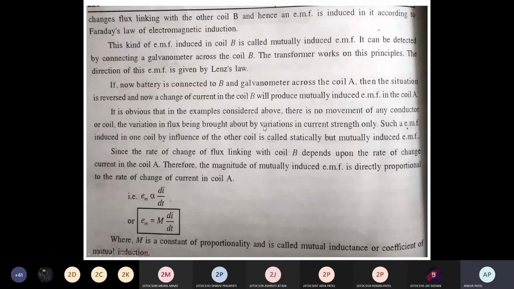The transformer is a static device. There is no moving part. So in that we are using this concept. In a transformer we have two coils, primary and secondary. The primary coil links with the secondary coil in this way, and the transformer works on statically induced EMF.